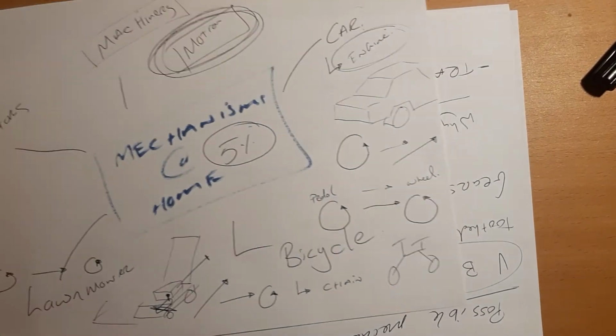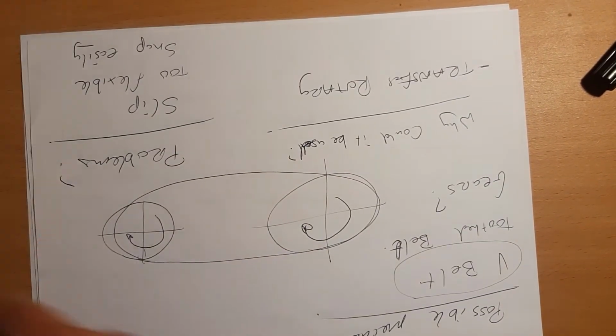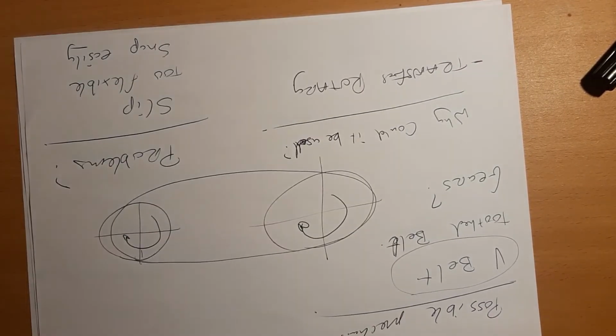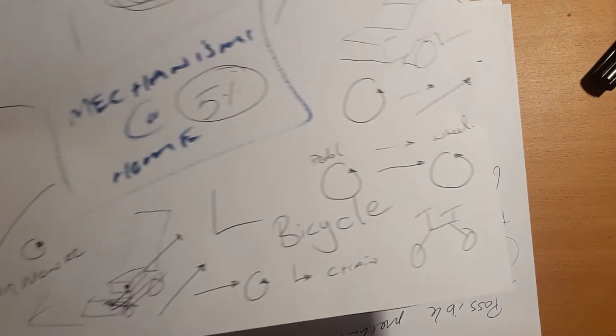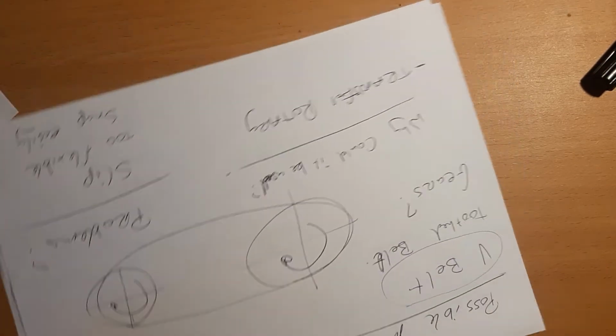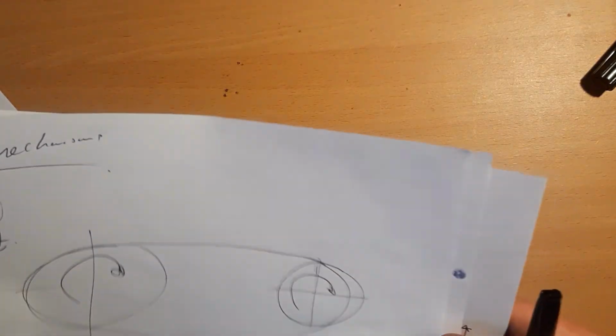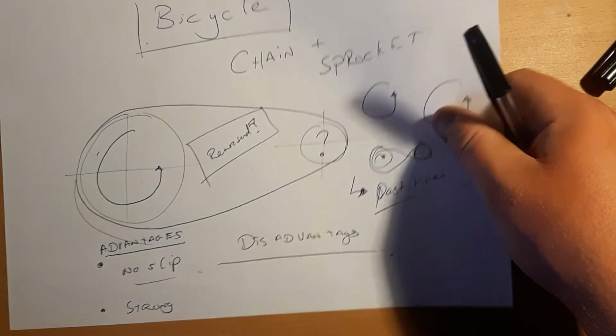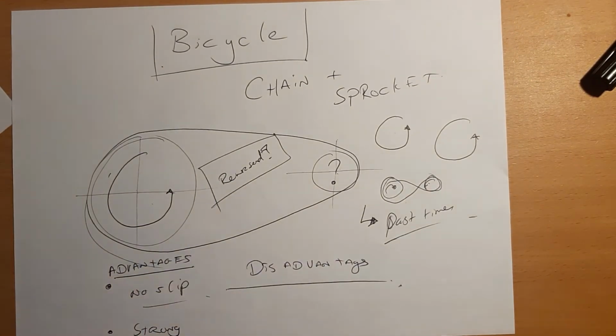Okay, guys. So the next thing I'm looking at is the selected mechanism. This is worth 10%. Okay, so what the selected mechanism is, you've a selection of mechanisms there. You're going to pick one. My one, I picked, no, that's the wrong one. What one did I pick? I picked bicycle. Okay, so there's my bicycle.